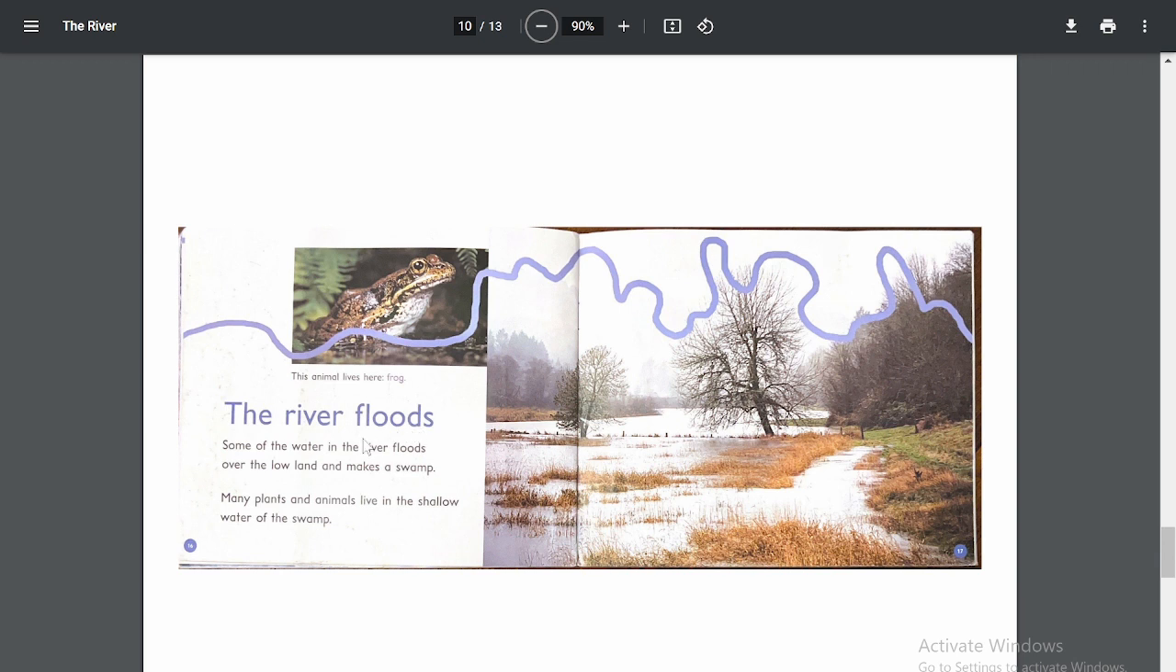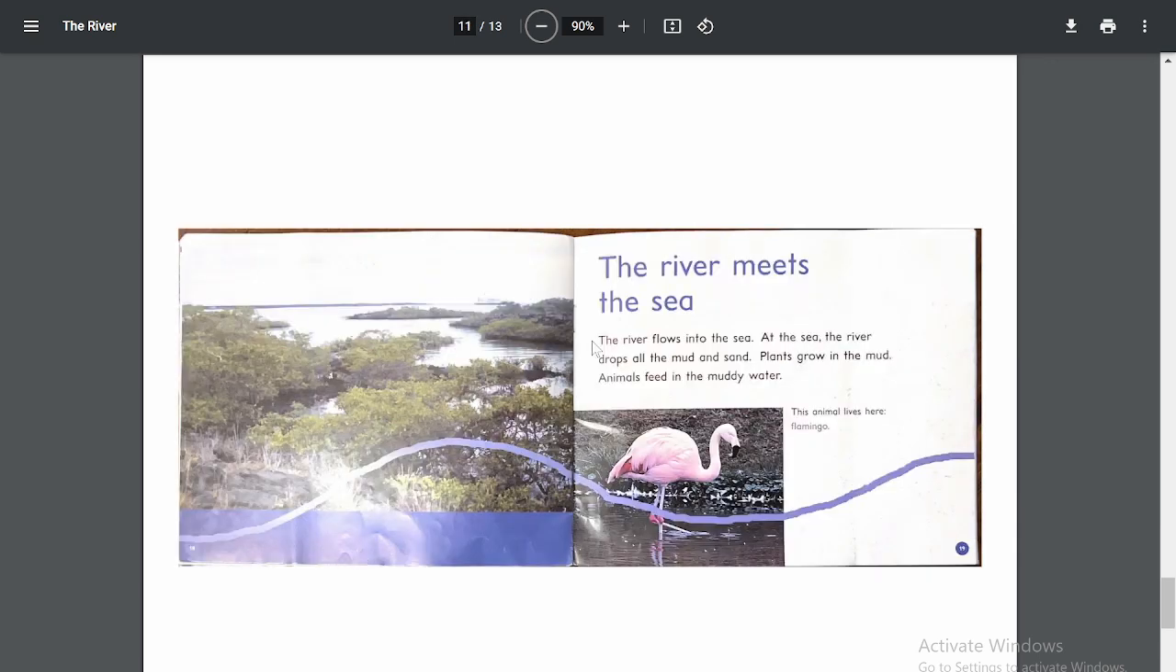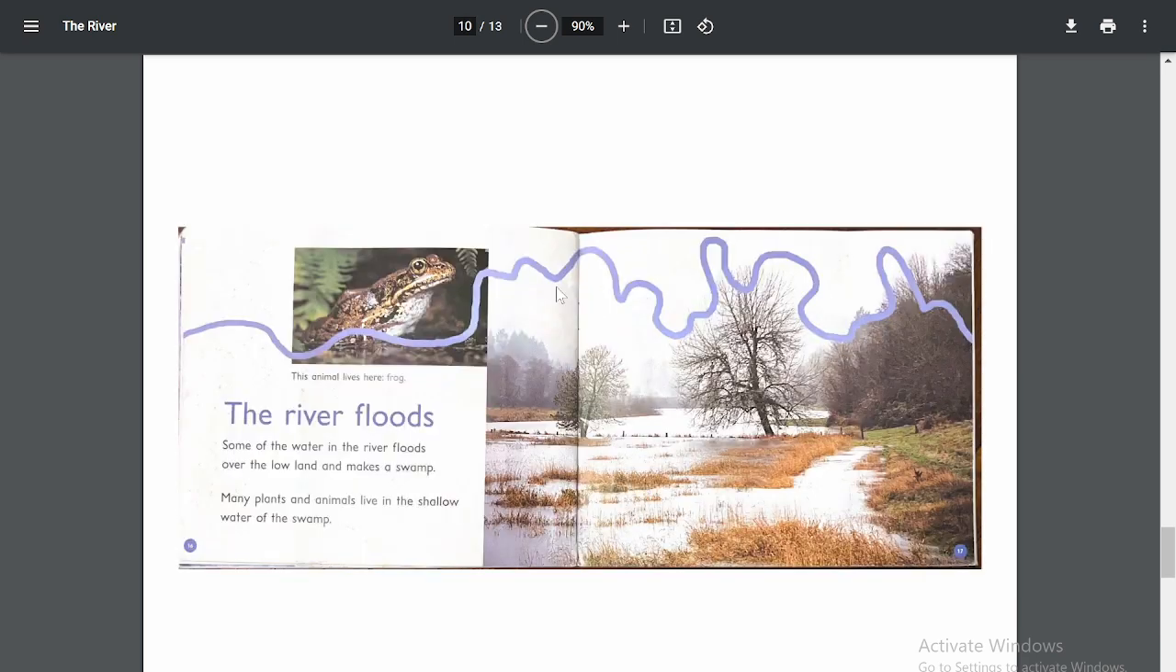The river floods. Some of the water in the river floods over the low lands and makes a swamp. Many plants and animals live in the shallow water of the swamp. I forgot one thing. This animal lives here, frog.